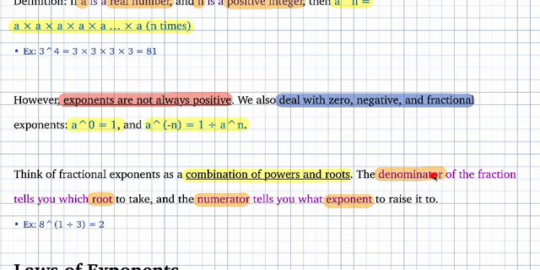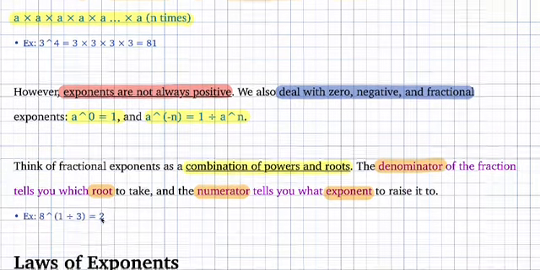The denominator of the fraction tells us which root to take, and the numerator tells us what exponent to raise it to. Let's take an example. Let's say 8 to the power of 1/3. The denominator is 3, so we take the cube root, and the numerator is 1, so we raise it to the power of 1. So there's the cube root of 8, which gives us the value 2.